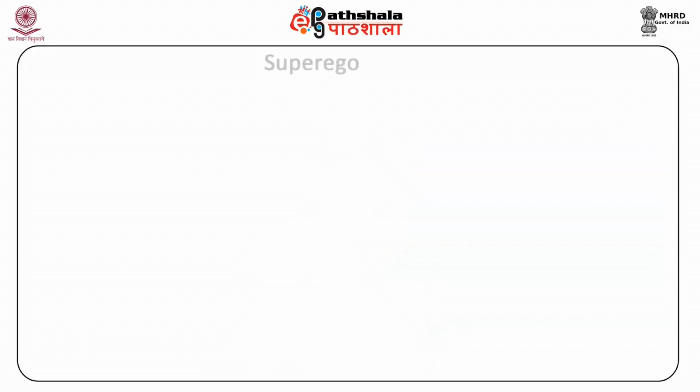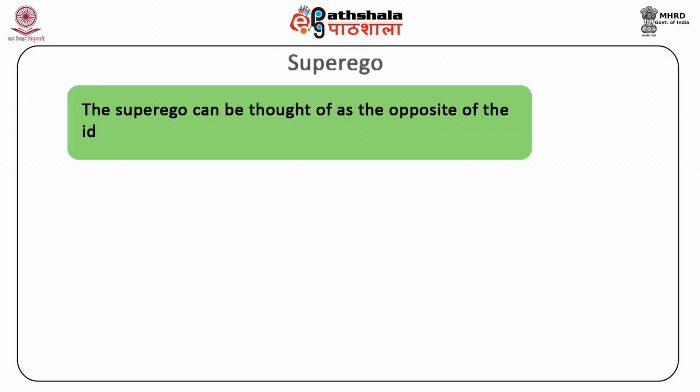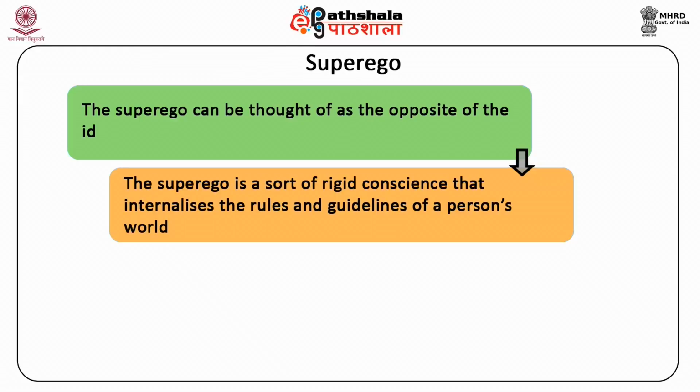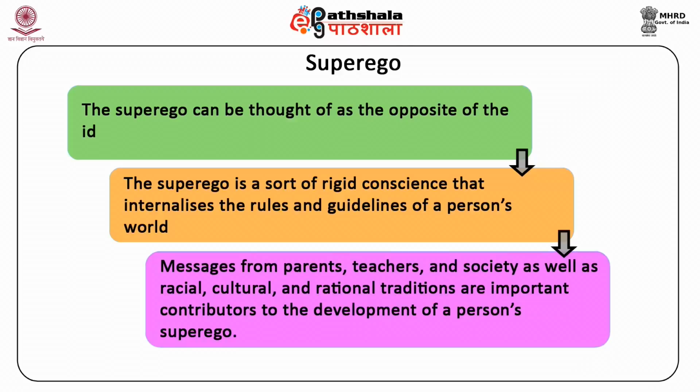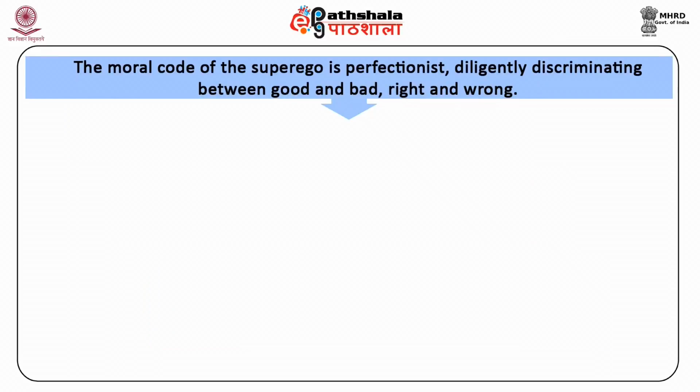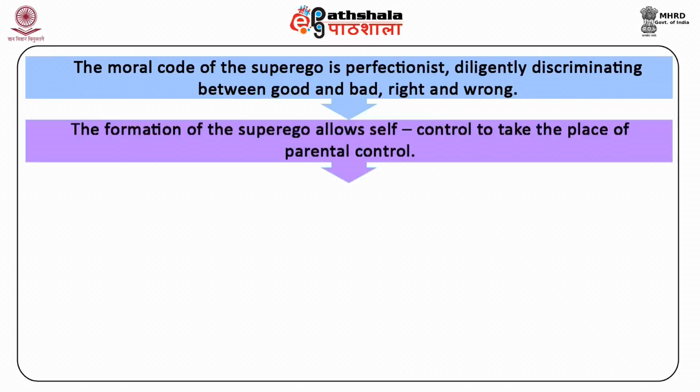The superego. The superego can be thought of as the opposite of the id. It is the sort of rigid conscience that internalizes the rules and the guidelines of a person's world. Messages from parents, teachers, and society, as well as racial, cultural, and national traditions, are important contributors to the development of a person's superego. The moral code of the superego is perfectionist, diligently discriminating between good and bad, right and wrong. The formation of the superego allows self-control to take the place of parental control.